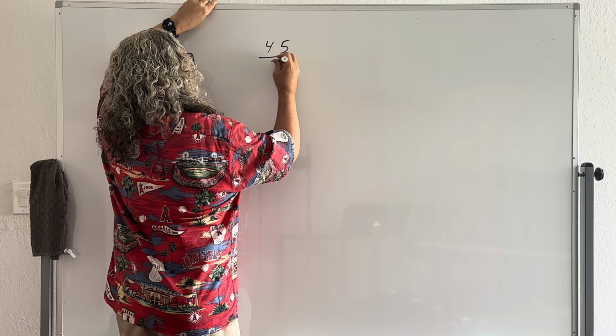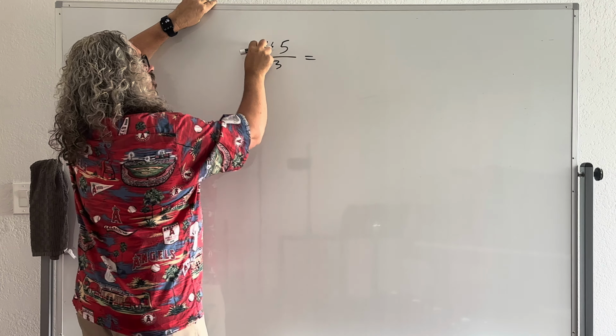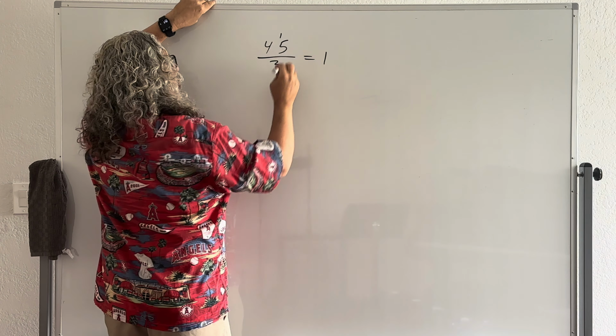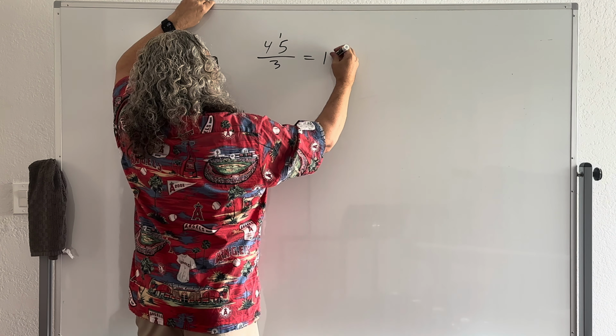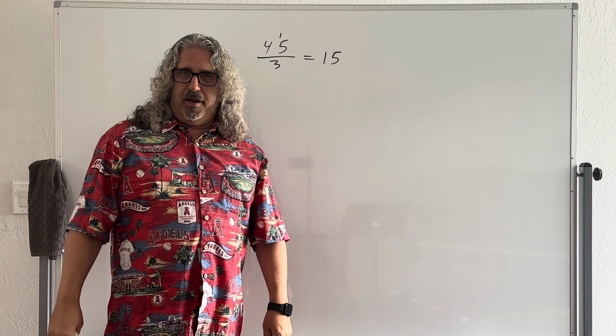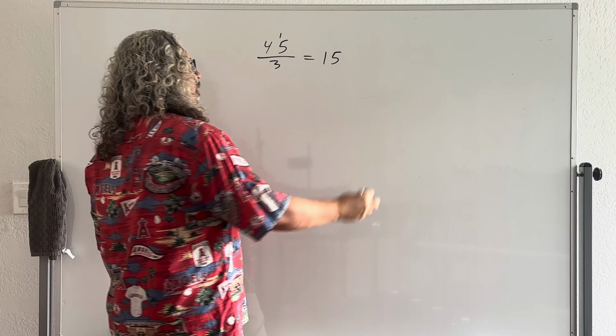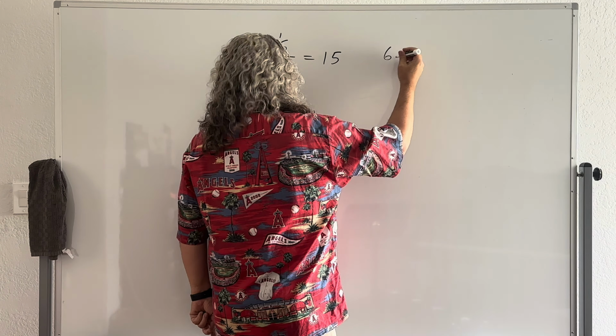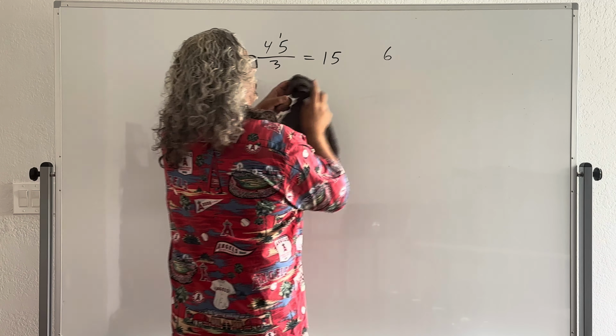So I'm going to do that trick I just did with the 2's. 3 goes in the 4 once with 1 left over. 3 goes in the 15 5 times. Bing, bam, boom. You are done. You have that. Let's do a nasty number. Let's go 6,000. Well, no, not a 6. It's not divisible by 3.